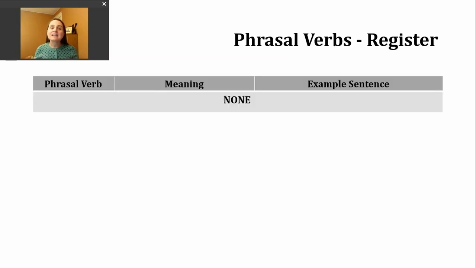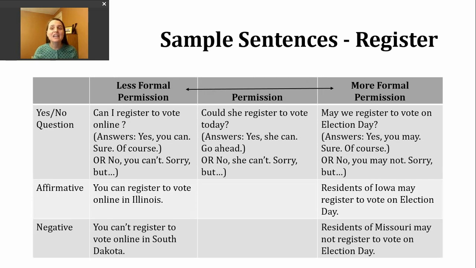I have not chosen to highlight any phrasal verbs because they all sort of connect back to the meanings we just looked at and just talked about. So we'll move on to looking at how to use register as it relates to permission.